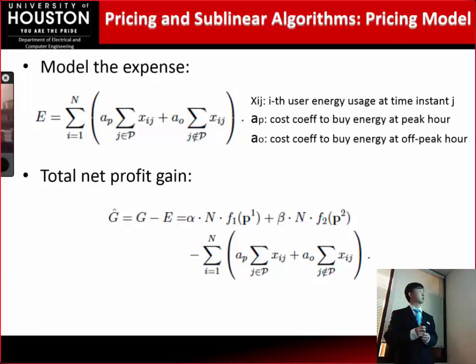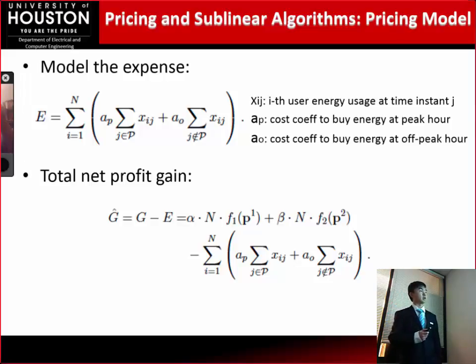We also model the expense, because the company we are cooperating with is an energy trading company, so they do not produce energy themselves. They buy energy from the market, and it will cost some expense. The expense is modeled by the summation of the user usage at each time instant, multiplied by the cost coefficients, because at different time instants the energy will be charged differently. For example, it will be charged higher at the peak hour and less at the off-peak hour. And then we have the total net profit gain as indicated here.